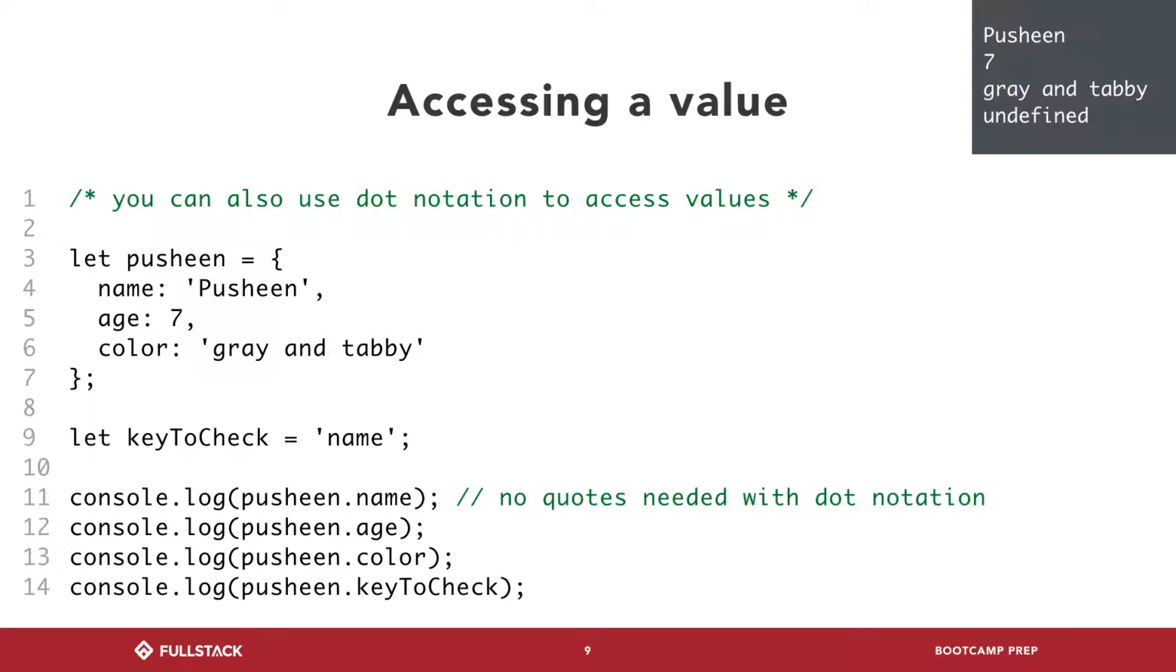And the reason why is because JavaScript is going to look at this and say, oh great, you want to access a key on this pushing object. Great, and you're using dot notation. Awesome. What key do you want? I want key to check. Great. Let me make a string called key to check and see if it exists on your pushing object. And it doesn't. So that's why we get back undefined.